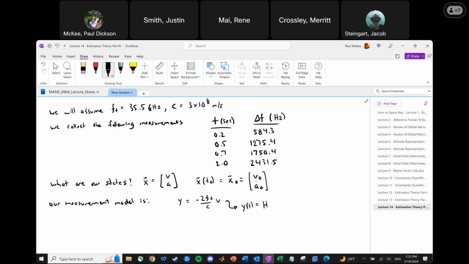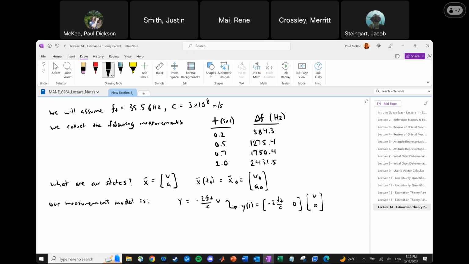Let's see, because I don't want to call that h. Well, bear with me. We're not going to name this just yet, because I don't want to use the letter h until we're done setting up our batch estimation problem. So we're just going to write this out. It's going to be negative 2 transmission frequency over the speed of light, and then 0. So that's our 1 by 2 matrix, times velocity and acceleration. So our measurement is equal to this. This is not h, but this is a component of h. We're going to use this to build a larger matrix that we're going to call h. But this is how we set up our problem, right?